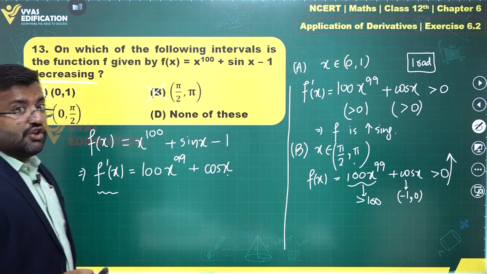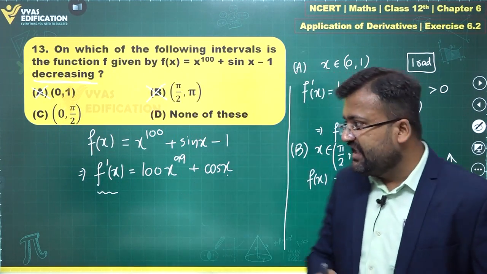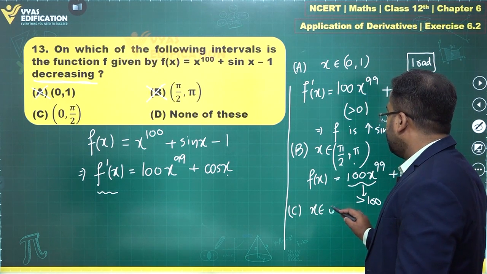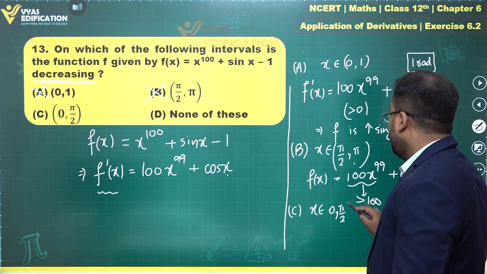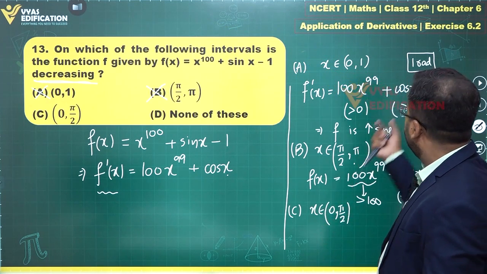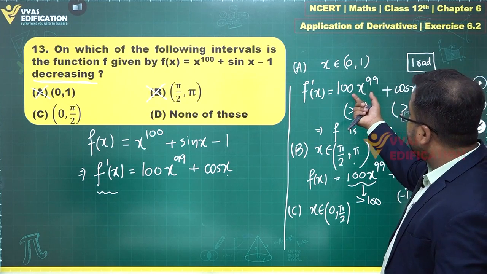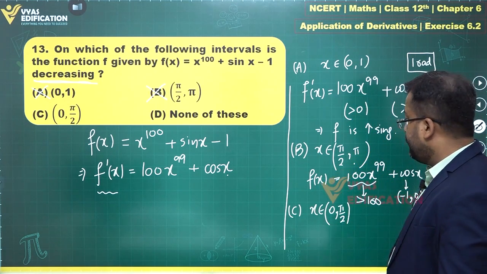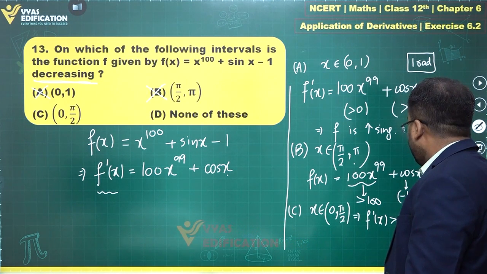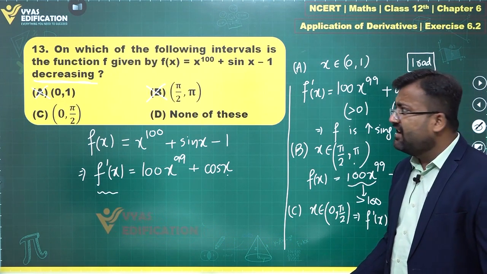Now option C, we have 0 to pi by 2. Let's check option C next. X belongs to 0 comma pi by 2. Now this option is similar to this one because this is the first quadrant. Cos x will be positive and this is also positive, right? This is also positive. So this gives me f prime x is greater than 0. Again the function is increasing.